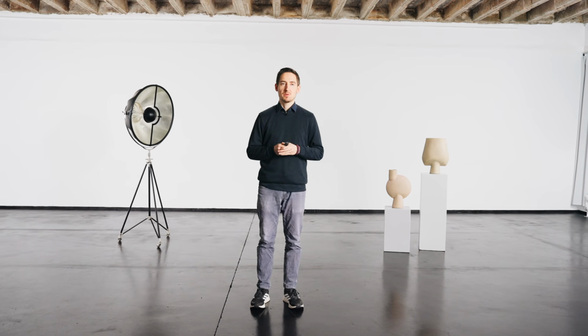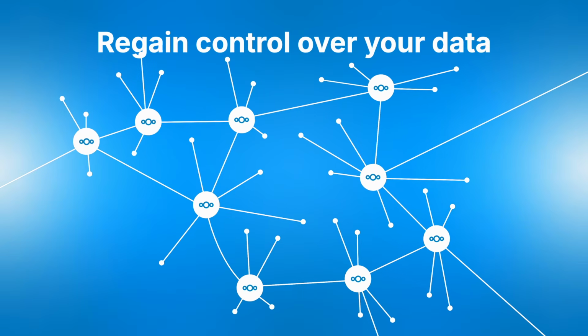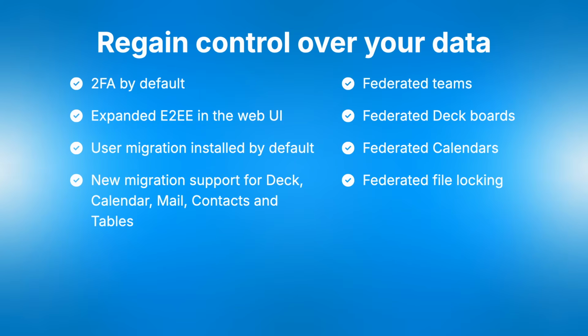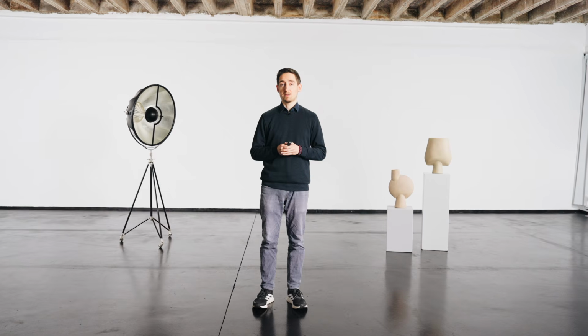So with federation, you're not locked into your server. You can host wherever you want and still collaborate with others. With this release, we put you in control. We install the user migration app on system by default and make it possible to migrate data from Deck, Calendar, Mail, Contacts, and Tables. And federation levels up. You can now add people from a different organization to a team and share deck boards across servers. Even file locking works in a federated way now.